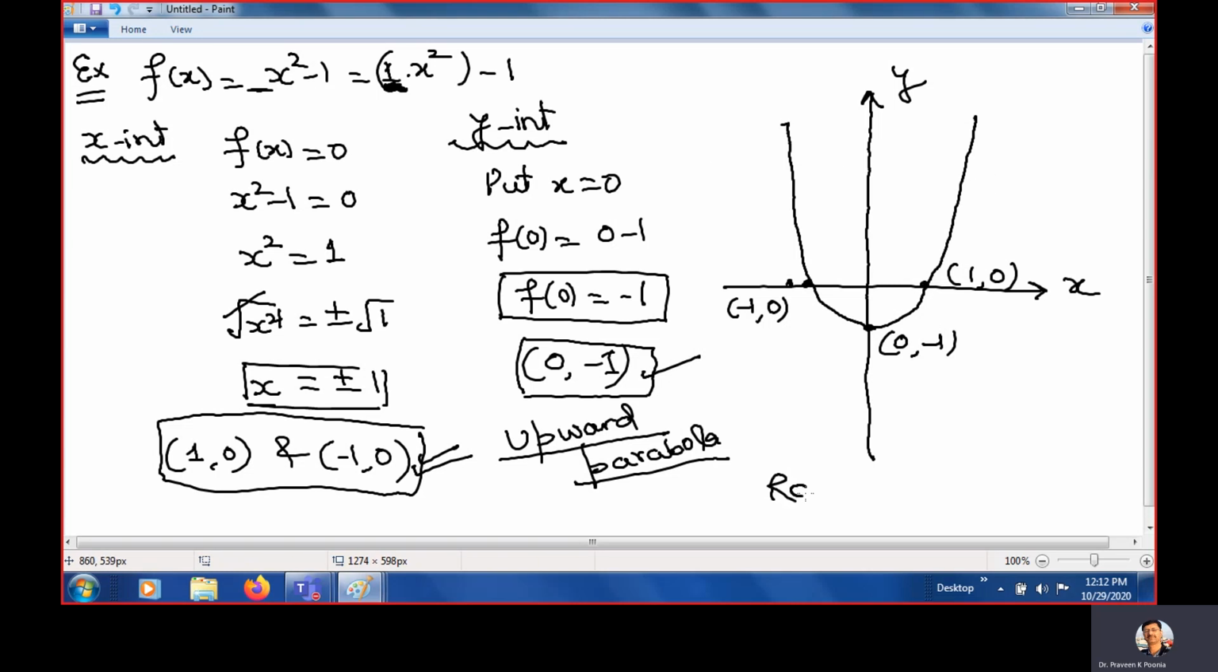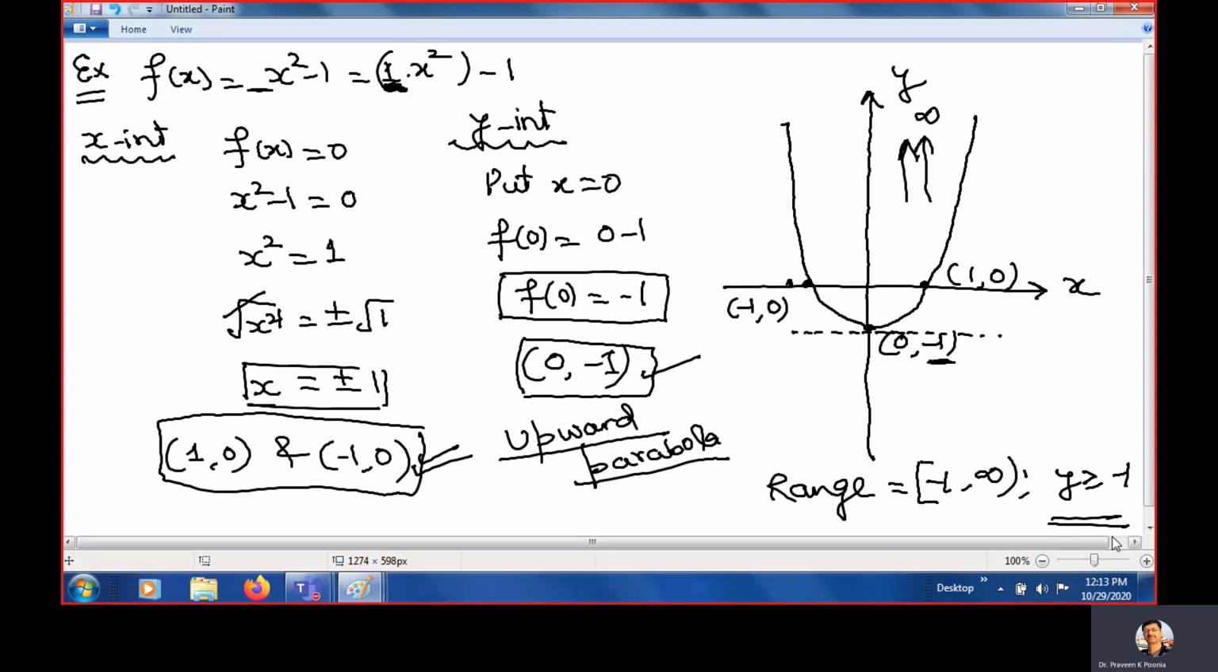Now one question I want to ask you: what is the range of this? Clear? So the range will be whatever the value is here, it will go up to infinity because it is going up. So it is infinite. But at which point is it starting? If you see, it is starting at minus 1. So it is minus 1 to infinity. Or in other form, you can say y is greater than or equal to minus 1. That is the range of this graph, x square minus 1.